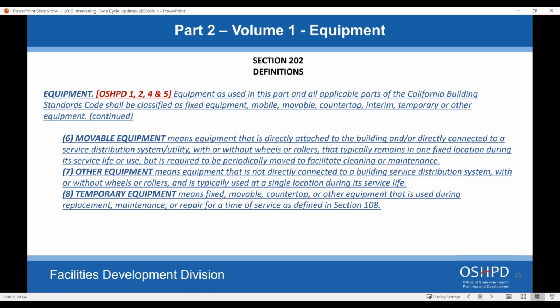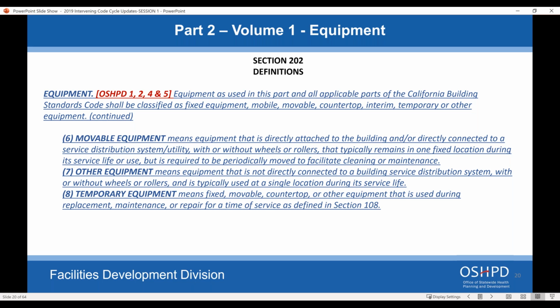In addition to that, we have movable equipment, which is equipment that is directly attached to a building and/or directly connected to a service distribution system or utility, with or without wheels. It may have wheels on it, but it typically remains in one fixed location during its service life or use, but is required to be periodically moved to facilitate cleaning or maintenance. This would be like a Pyxis machine. They're on wheels, they're secured to an area, but they do have to be unsecured and moved out of the way for cleaning and then put back in its original place.